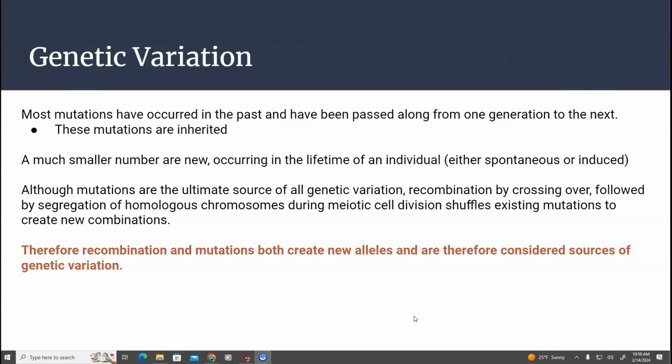Although mutations are the ultimate source of all genetic variation, recombination by crossing over, followed by segregation of homologous chromosomes during meiotic cell division, shuffles existing mutations to create new combinations. Therefore, recombination and mutations both create new alleles and are therefore considered sources of genetic variation.